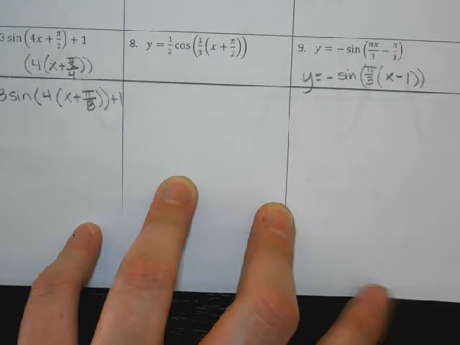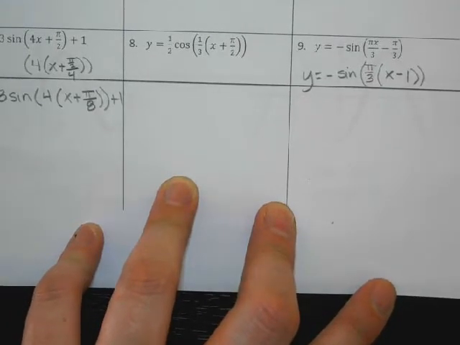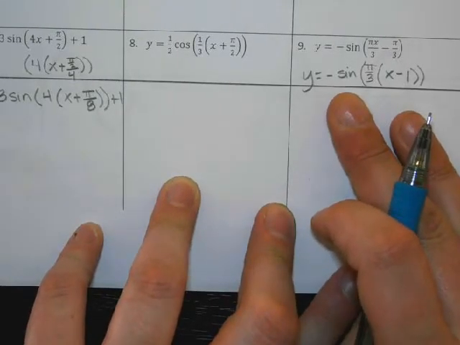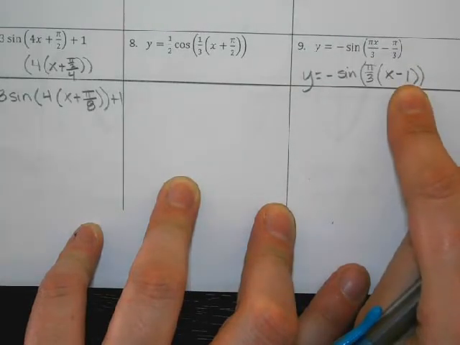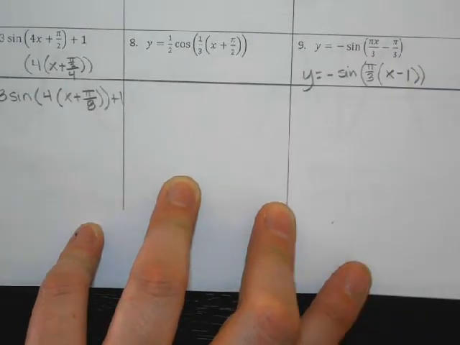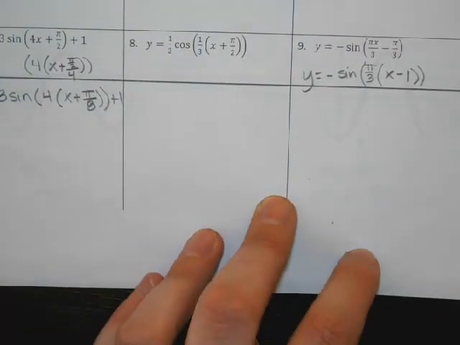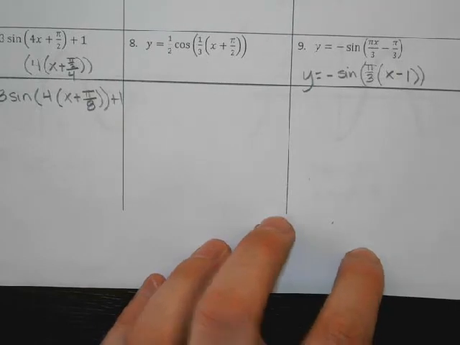Okay. All right. So anyway, does that make sense for number 9? Okay. So pi thirds divided by pi thirds will give you 1 right there. Okay. All right. So you're going to finish this, and I'm going to have a video for you. Okay. How long is the video? 15 minutes.